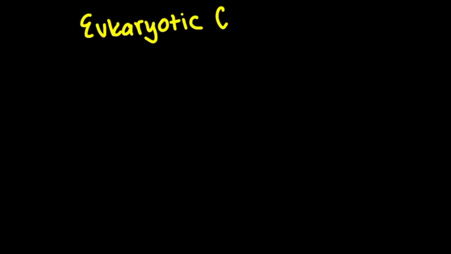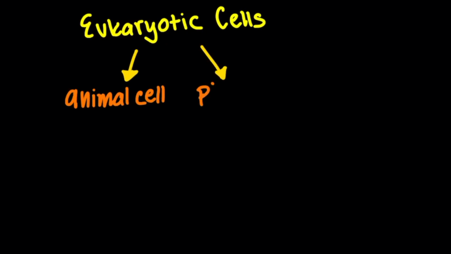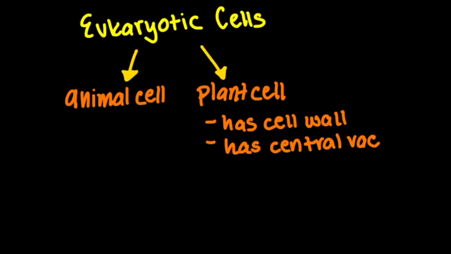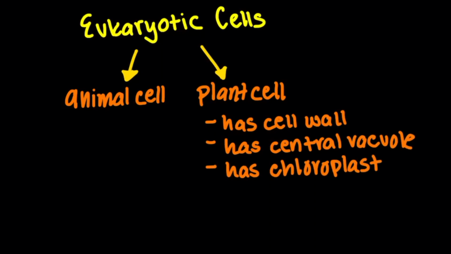As we said before, there are two different classifications under eukaryotic cells, and these are animal cells and plant cells. Plant cells have distinct qualities that make them different from animal cells. These include a cell wall, a central vacuole, chloroplasts, and plasmodesmata.